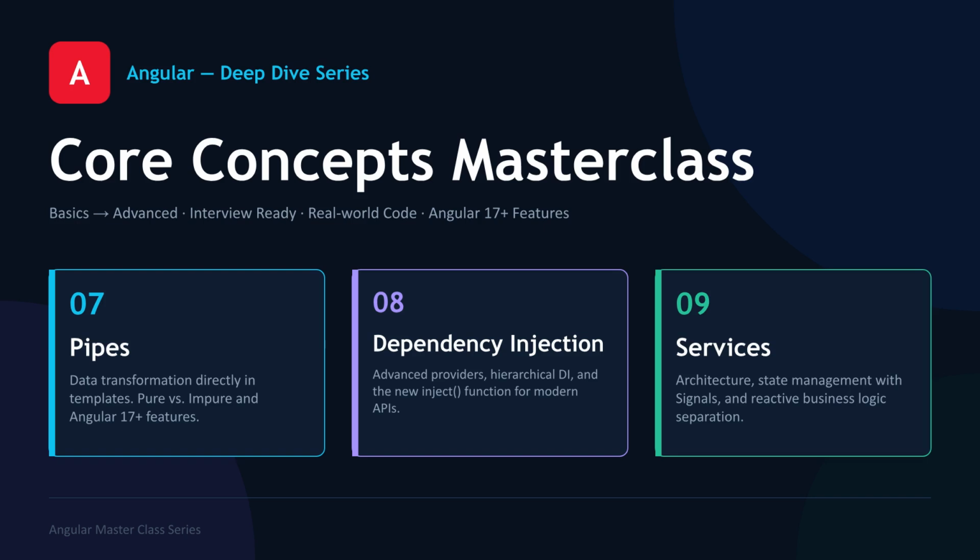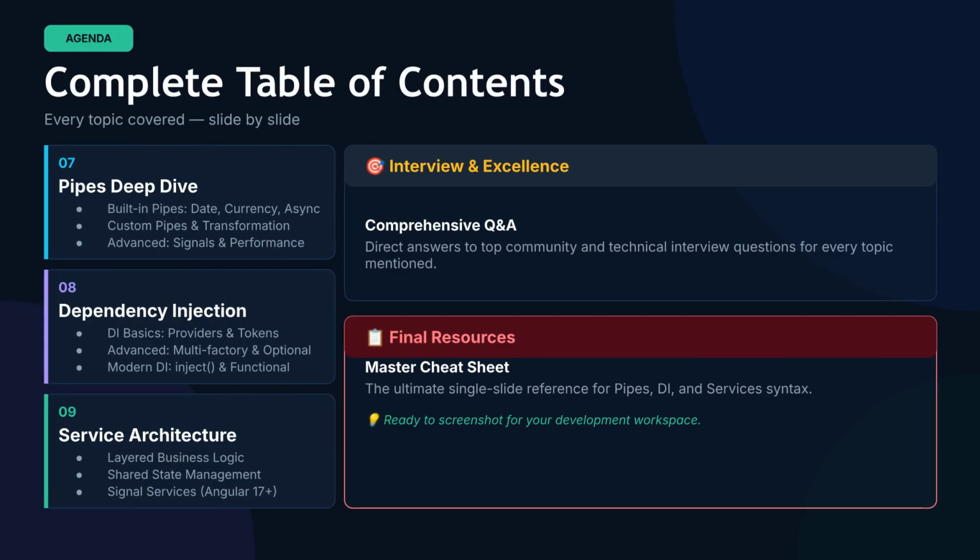Today we'll focus on three main topics: pipes for data transformation, dependency injection, and services for architecture and state management, including Angular 17+ features. This is a detailed table of contents. We'll cover pipes in depth, dependency injection basics and advanced topics, and service architecture, including signal services in Angular 17+. We also have a comprehensive Q&A section and a master cheat sheet.